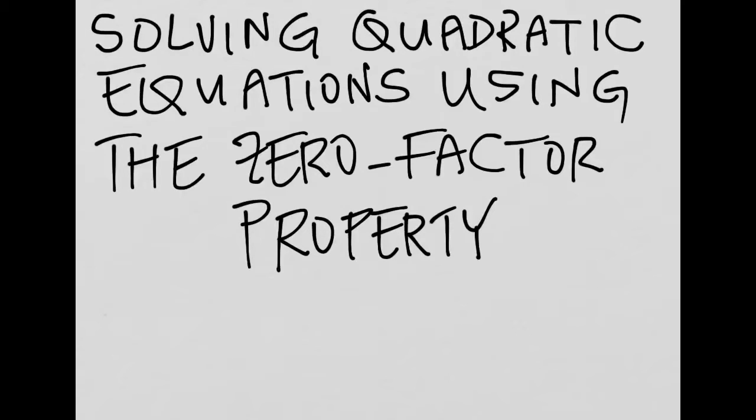This video pertains to section 6.5, which is about solving quadratic equations using the zero factor property. I'm going to go through a few examples and show you how that works. Let's look at the first example. Let's solve the equation 5x squared minus 8x minus 4 equals 0.